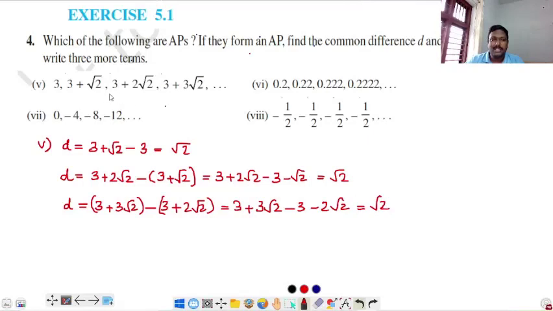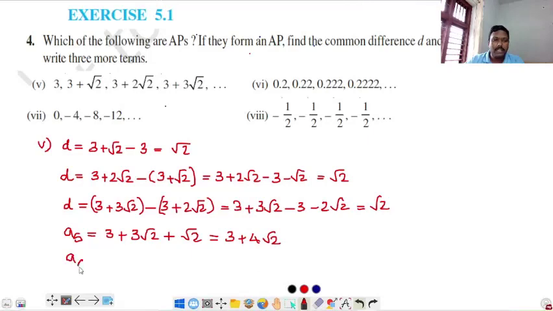So we can say this forms an AP. Now we have to find next three terms. So the next three terms, a5 is equal to, with the fourth term, what is the fourth term here? 3 plus 3 root 2. You have to add the common difference. What is the common difference here? The common difference is root 2. So 3 plus 3 root 2 plus root 2 is how much? 3 plus 4 root 2. We will get 3 plus 4 root 2.